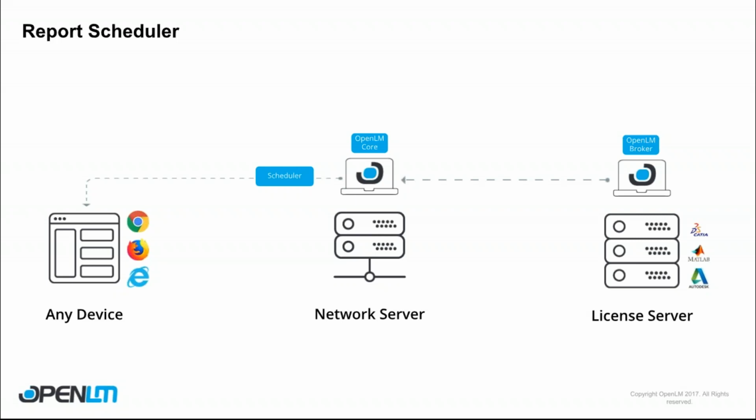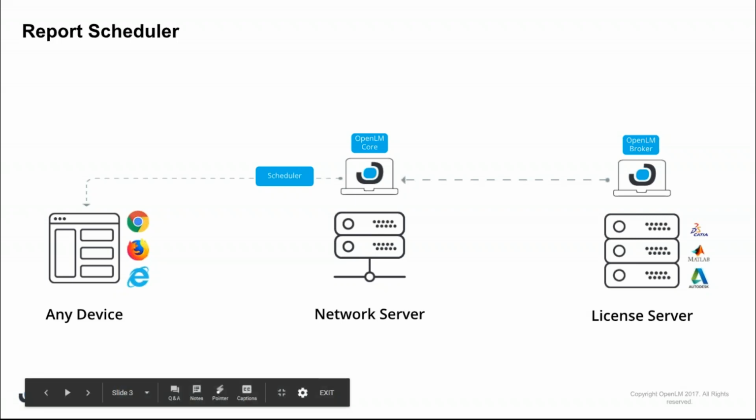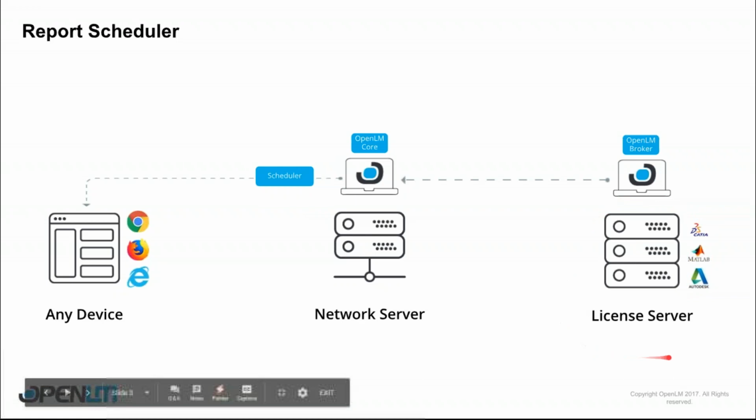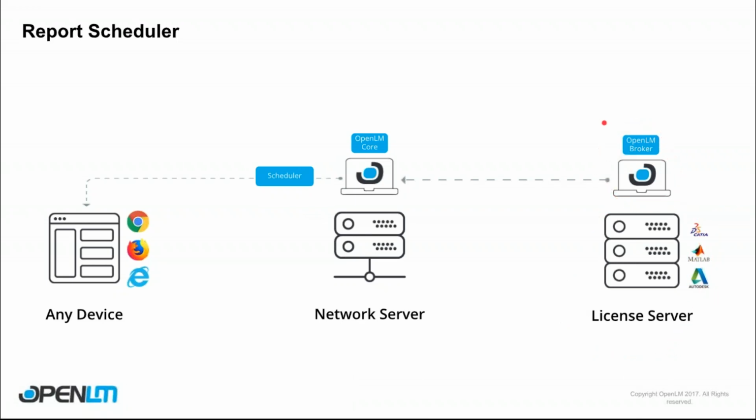So before we begin, I just want to have a quick overview of where everything goes in the OpenLM system. So you probably have your vendors. Those vendors are installed on a license server. This license server also houses the OpenLM broker, which transmits information to the OpenLM core. And if you want to schedule different reports, then it will just go through the scheduler into any device.